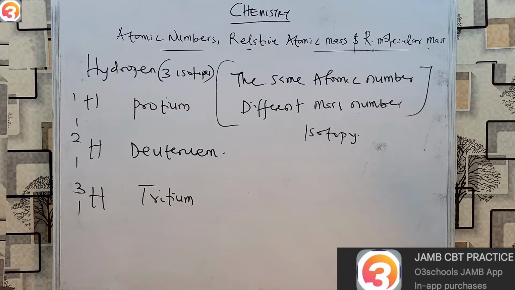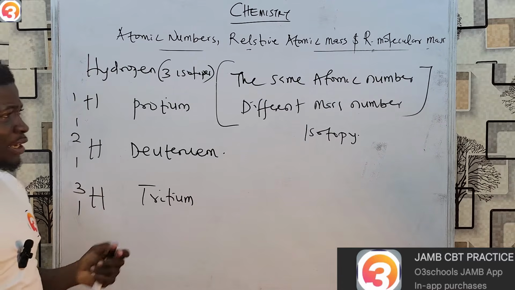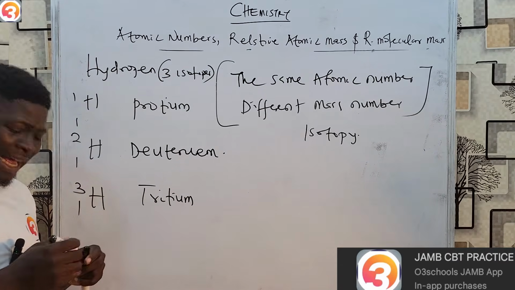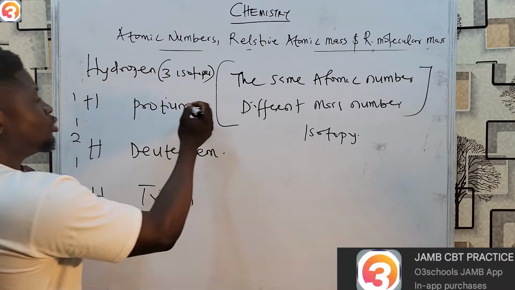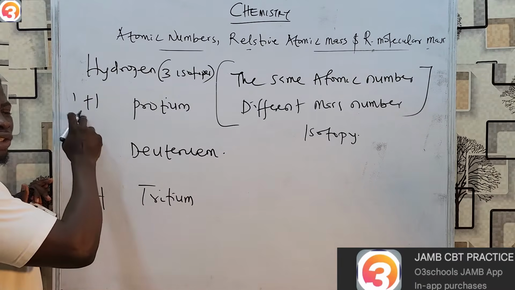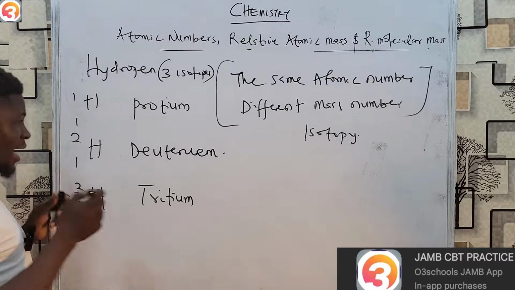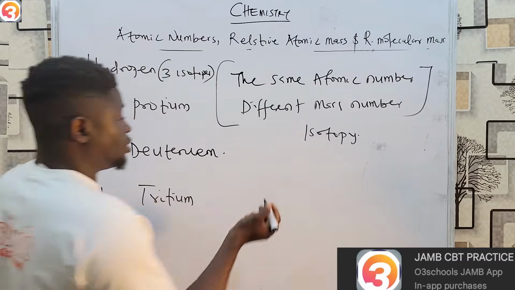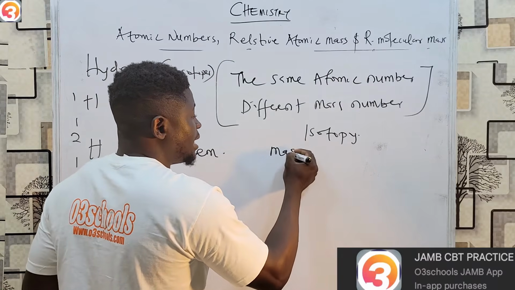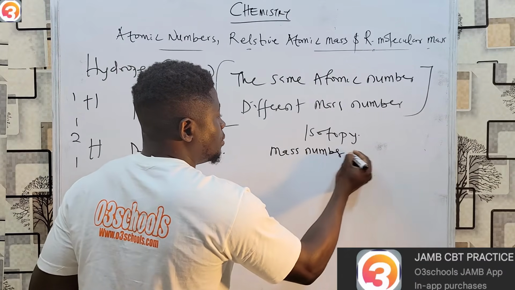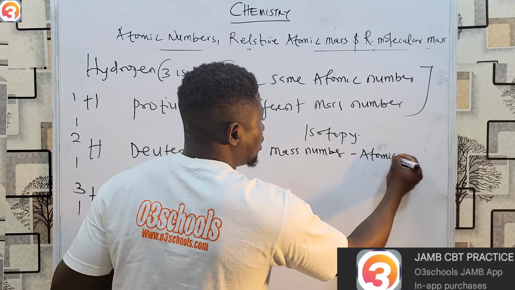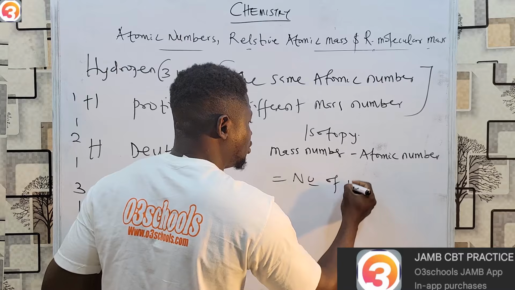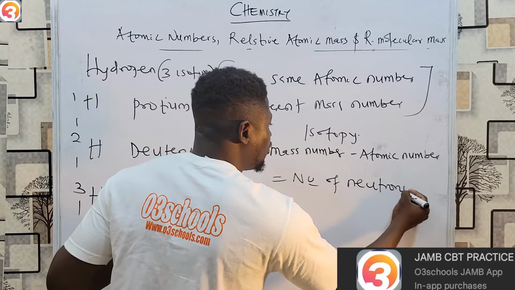Hydrogen has 3 isotopes, and these are the 3 isotopes. But what do we note here in the isotopes of hydrogen? In this protium isotope, it has no neutron. There's no neutron in the nucleus of this atom, while this one has 1 neutron, this one has 2 neutrons. How do you calculate the number of neutrons? We say that the number of neutrons is mass number minus atomic number. This will give us the number of neutrons in the nucleus of an atom.